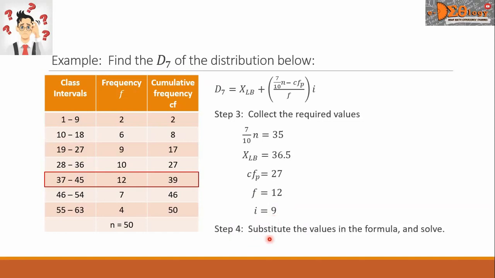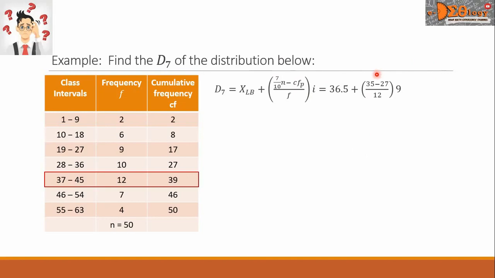For step 4, let us substitute the values in the formula and solve. x sub lb now becomes 36.5 plus this value 7 over 10 times n, which is 35, minus CF sub p equals 27, all over the f, which is now 12. And this fraction is multiplied by i, and we put here the number 9.